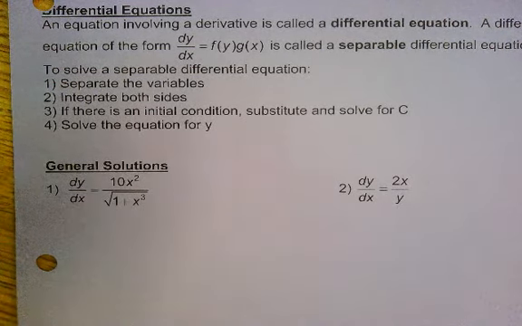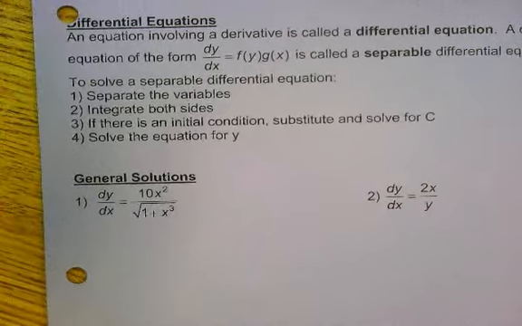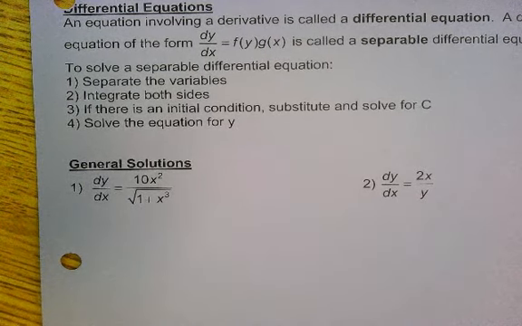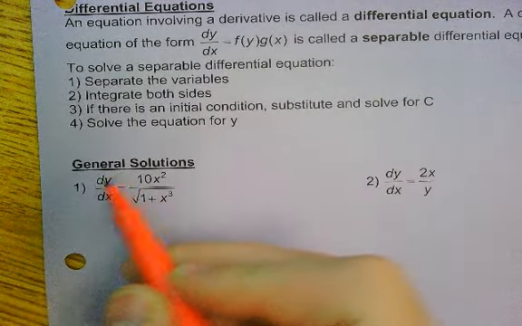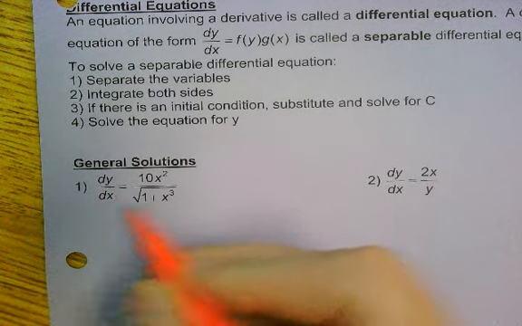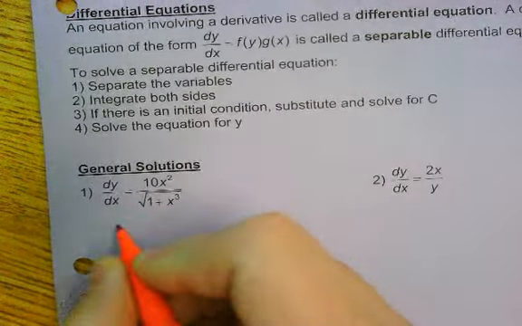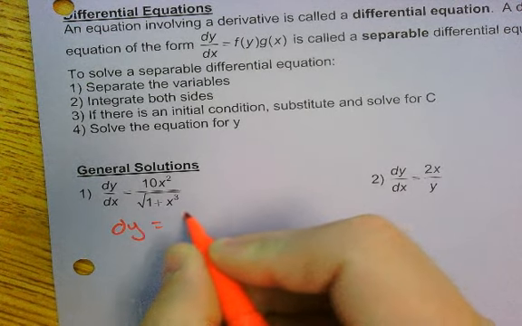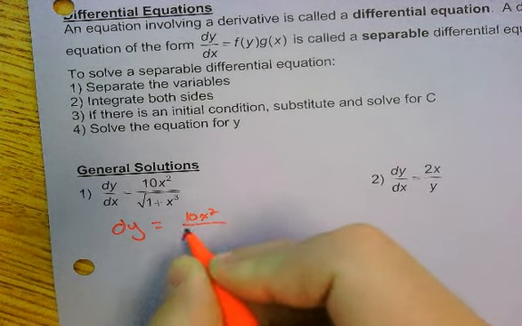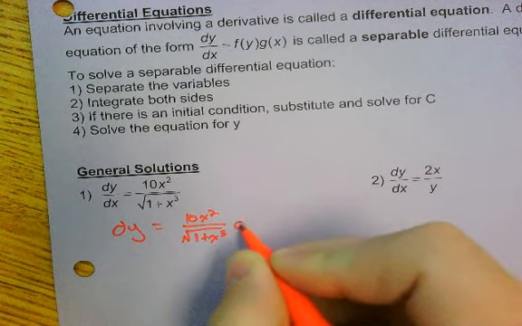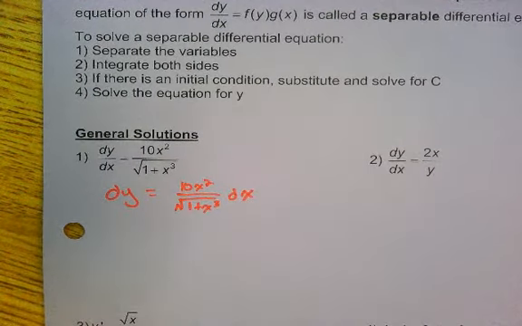Very good, Neelish. The first step, I'm assuming you read it, is to separate the variables. You want your y's on one side, your x's on the other. That includes dy dx. Okay? So since there's already a y over here, let's keep the y's over here. How do we get the dx over here? Okay. So I'm going to get dy equals 10x squared over root 1 plus x cubed dx. That's step 1. If you don't do step 1, you lose all of your points.